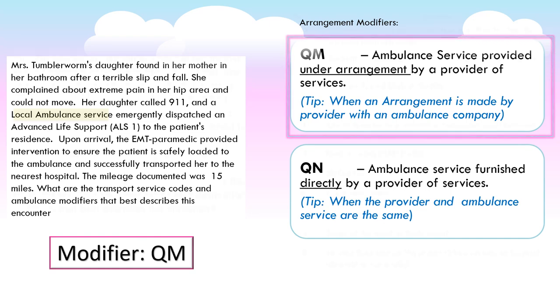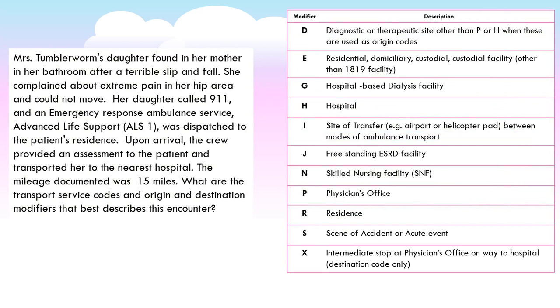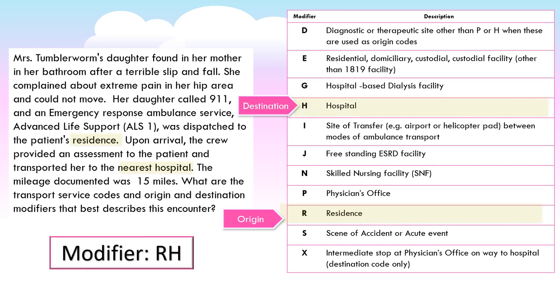And this is going to be easy, of course. So the origin: yes, residence, and the destination is hospital. Therefore, our origin and destination modifier for this scenario is going to be RH. Awesome. Now let's put everything together, coders, and conclude this scenario.